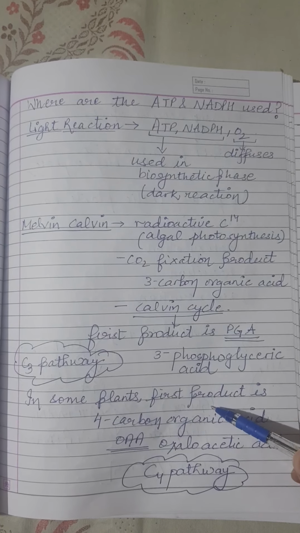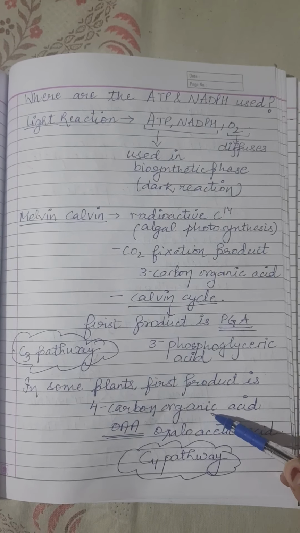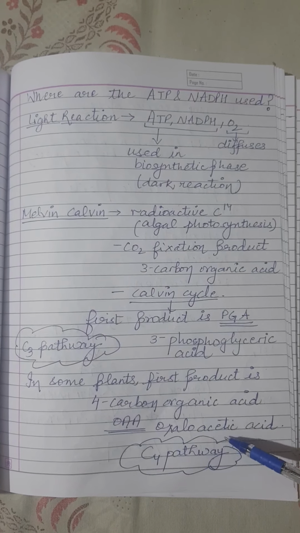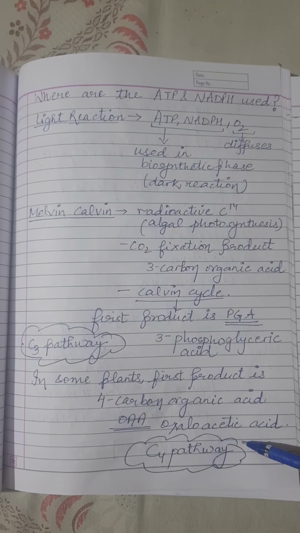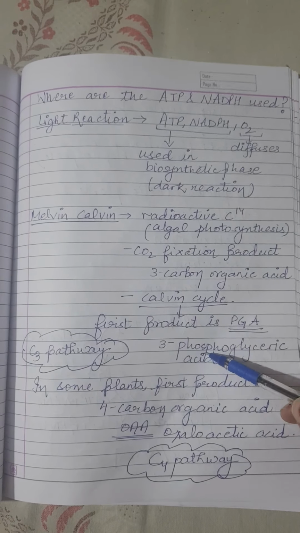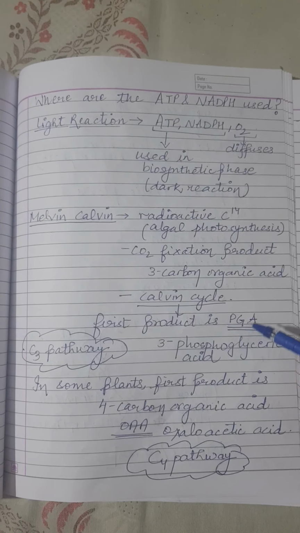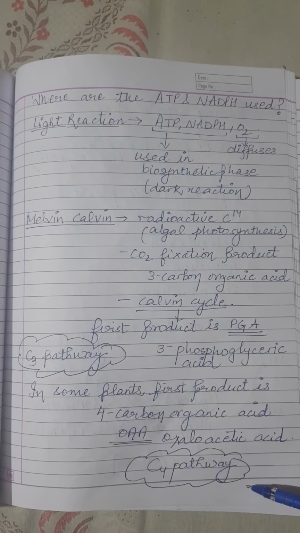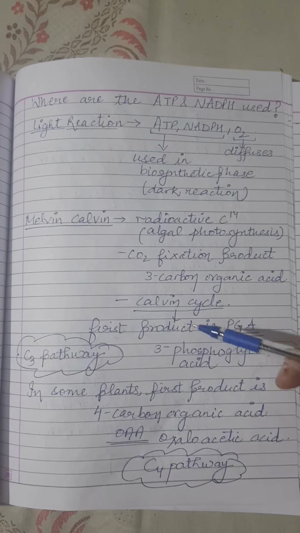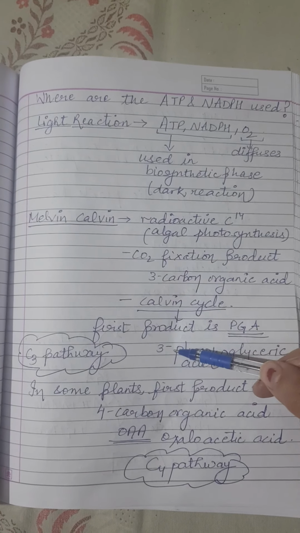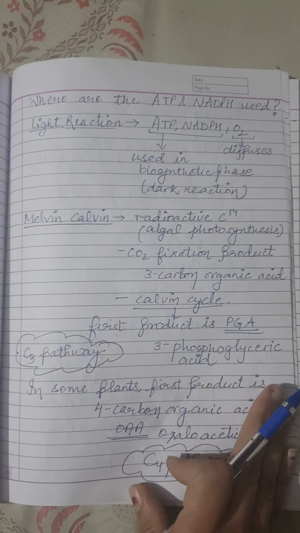In some plants, although, the first product which is synthesized is a 4-carbon organic acid, which is OAA or oxaloacetic acid. So depending on which carbon compound is produced, if it is C3, then it is the C3 pathway. If it is C4, then it is the C4 pathway. So depending on whether a 3-carbon or 4-carbon organic acid is produced, there are two types of plants: one that undergoes the C3 pathway, C3 plants, and another that undergoes the C4 pathway, C4 plants.